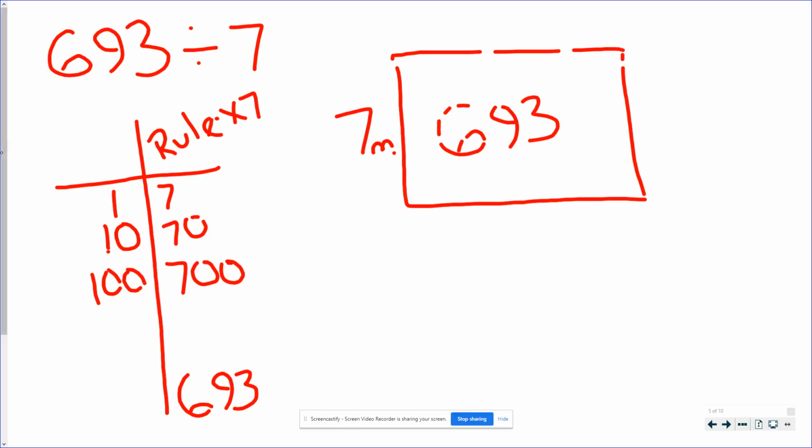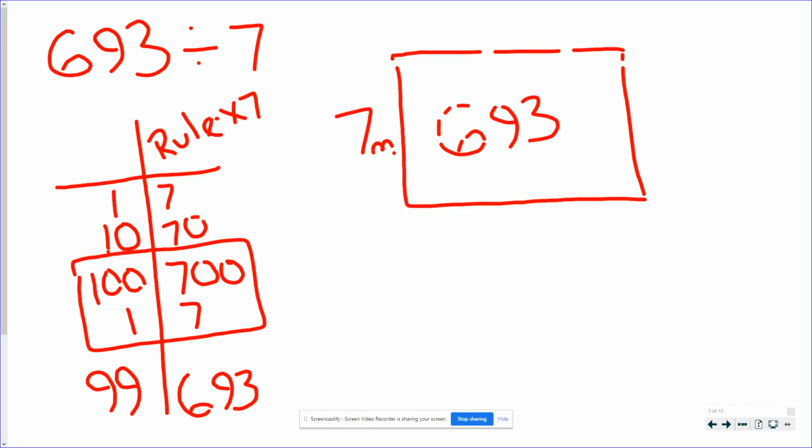But if you take your 1 times 7 up here, throw it back here, we now have a simple little subtraction problem. 700 minus 7 is 693. 100 minus 1 is 99. And voila, 99 becomes our answer. So 693 divided by 7 is 99.